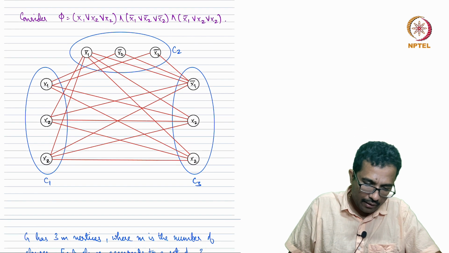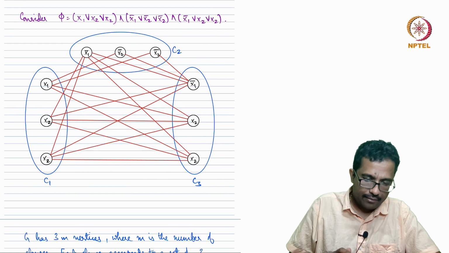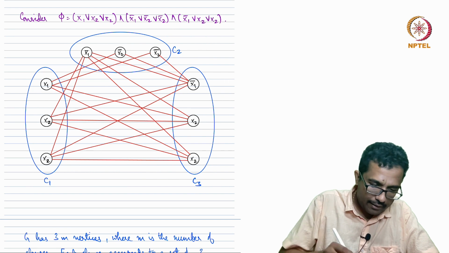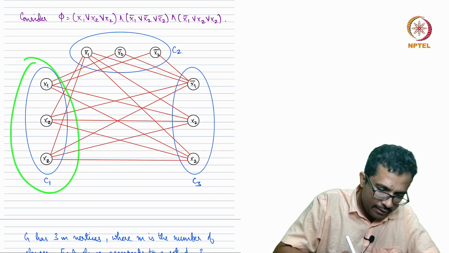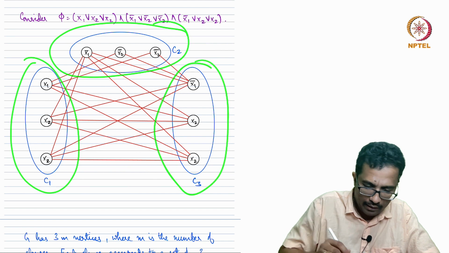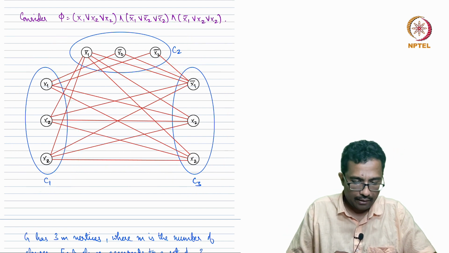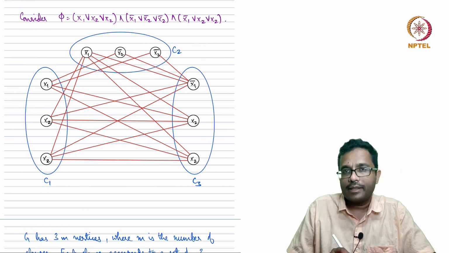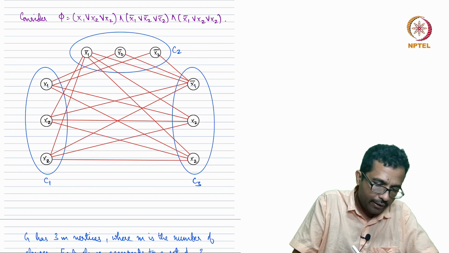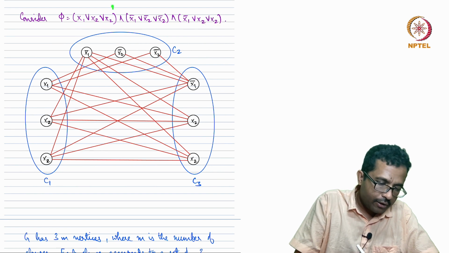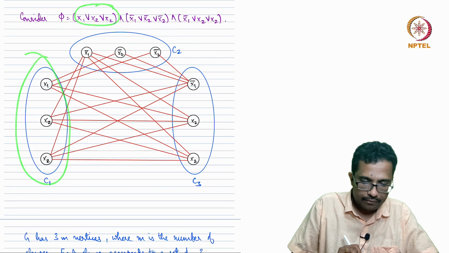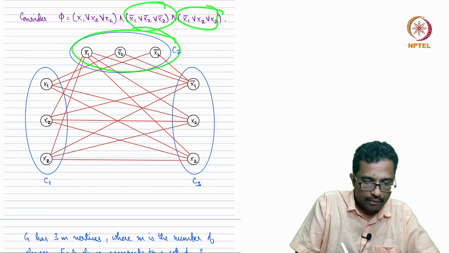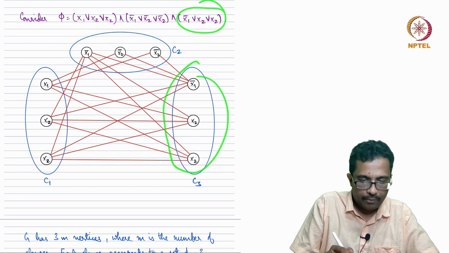So let's see how it happens. First, the graph G looks like this. So what do we have here? We have 3 groups of vertices: this is group 1, this is group 2, and this is group 3, and each group has 3 vertices. Basically we have 3 groups because we have 3 clauses in the formula. Clause 1 corresponds to this group, clause 2 corresponds to this group, and clause 3 corresponds to this group.